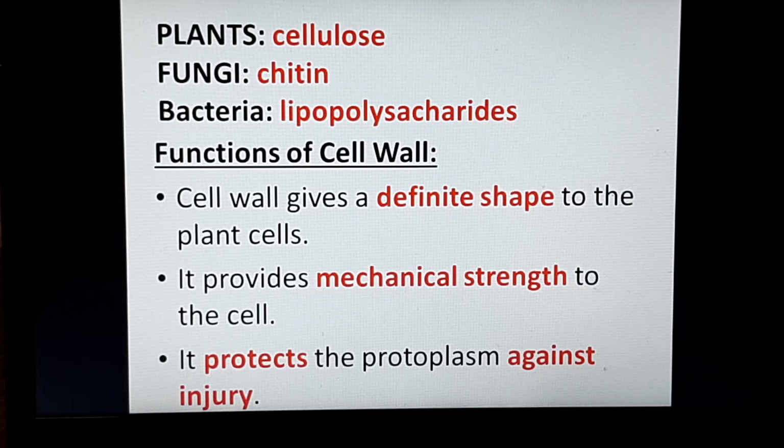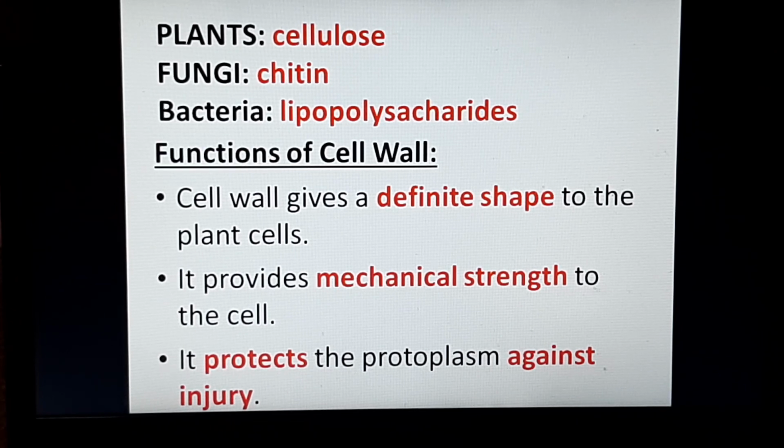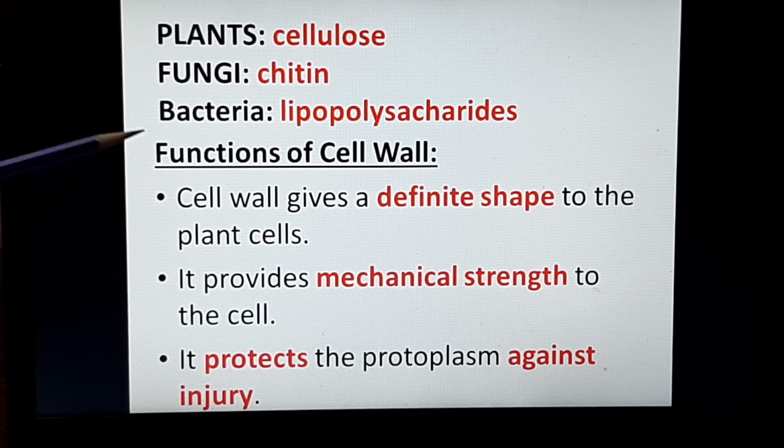Now if we look at the composition, listen carefully: the plant cell wall is made up of cellulose. Fungal cell wall is always made up of chitin, and bacterial cell wall is made up of lipopolysaccharides. Lipopolysaccharides means lipids plus polysaccharides, which are sugars. You have to remember carefully that the composition of the cell wall is different in plants, fungi and bacteria. In plants, the cell wall is made up of cellulose. In fungi, it is made up of chitin, and in bacteria, it is made up of lipopolysaccharides.